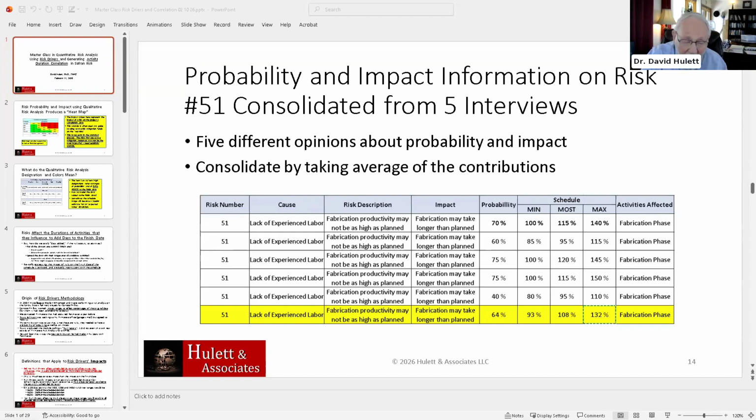And so the first person gave me the 70% likely 100, 115, 140 for the entire fabrication phase. And you know that that's going to be applied to all those fabrication activities. So it's going to add to the 300 days, 15% and 40% for the most likely. And then, of course, some multiplier is pulled from that distribution.